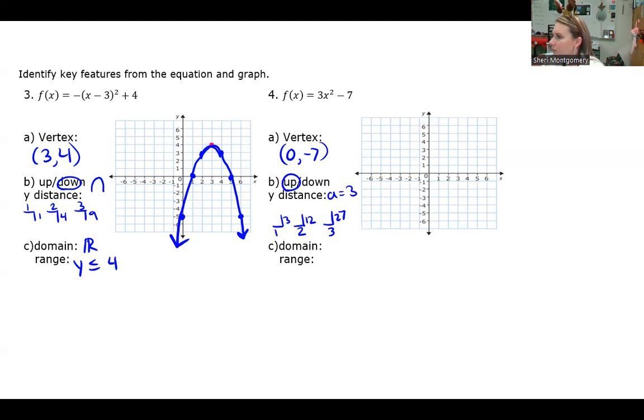All right, did you have a question? So I'm going to give you guys a minute. I want you to plot your graph and see if you can identify the domain and the range.